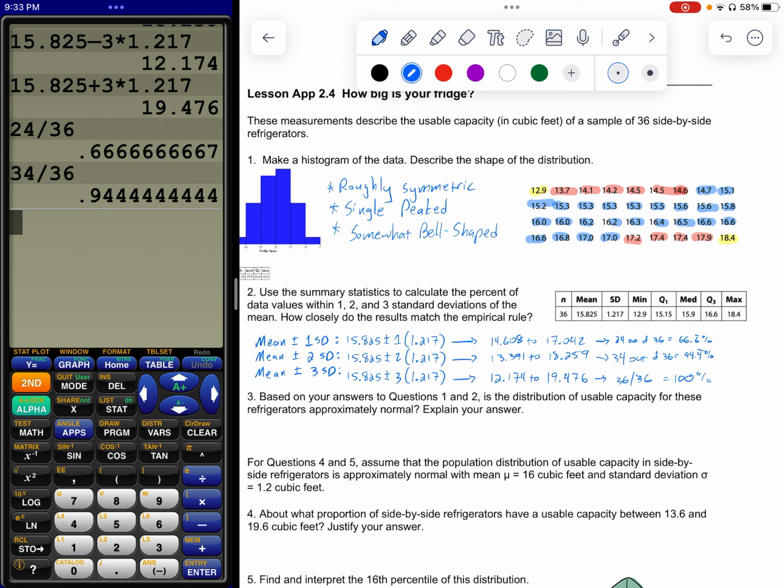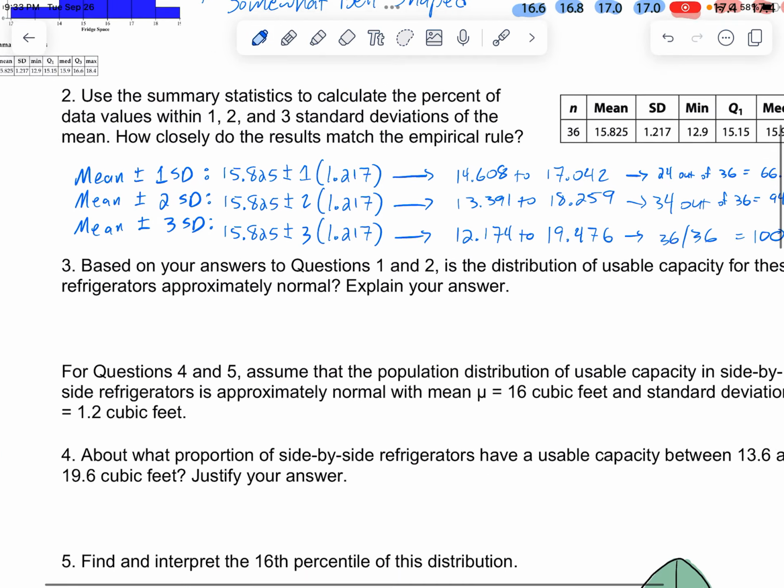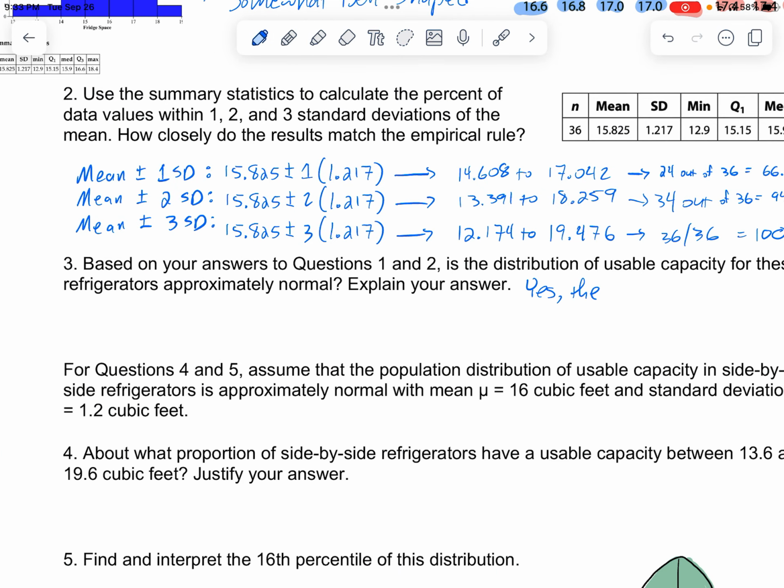So, number 3, based on our answers to questions 1 and 2, is the distribution of capacities of refrigerators approximately normal? And we would say yes. Okay, because the percentages we just found match the empirical rule very well. The percentages, I will say it this way, are very close to the 68%, 95%, and 99.7%. Those are our targets for a normal distribution. So it's pretty good evidence.